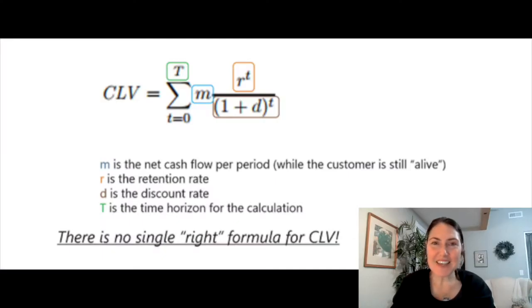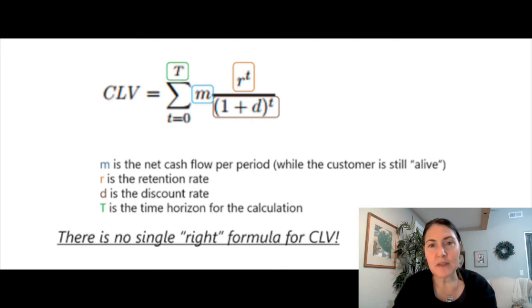Now, if we look at the formula for CLV, there are a couple different components. The key concept here is there is no one right formula for CLV. It must be customized according to the kind of relationship that your customer has with your company. So let's look at the CLV formula. M stands for margin, which is a constant.